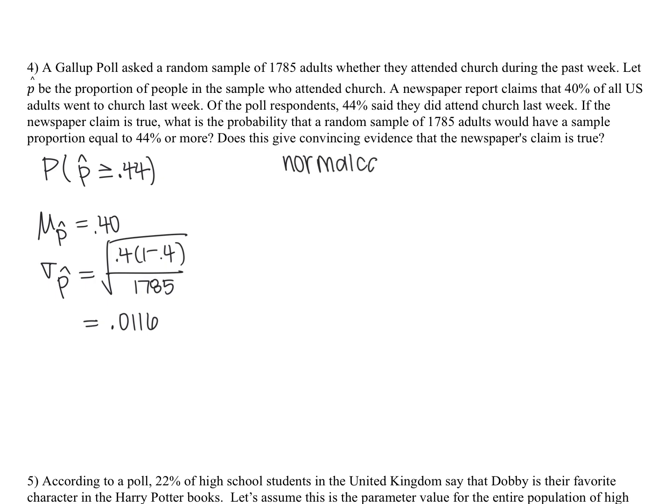So we do normal CDF. Lower bound is 0.44. Upper bound is 1E99. Mean of 0.40. Standard deviation 0.0116.